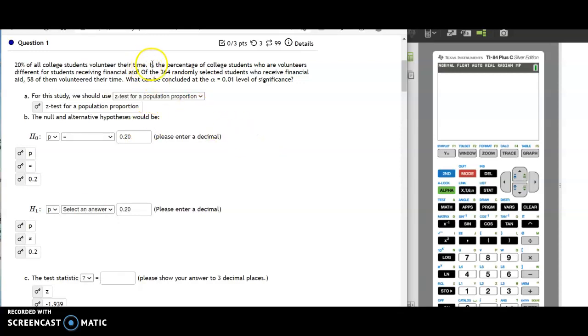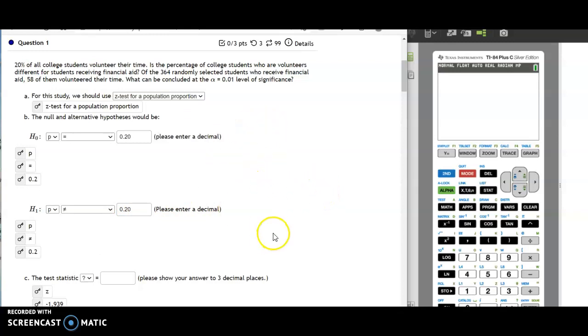So in this problem, you want to look at the question. The question will help you figure out what to put in this H1. So they say, is the percentage of college students who are volunteers different for students receiving financial aid? Okay, this right here is the key. It doesn't say, is the percentage more than? It doesn't say, is the percentage less than? It says, is the percentage different? Different means it could be less than or it could be greater than. So in this case, we would put a not equal to. So far, so good?